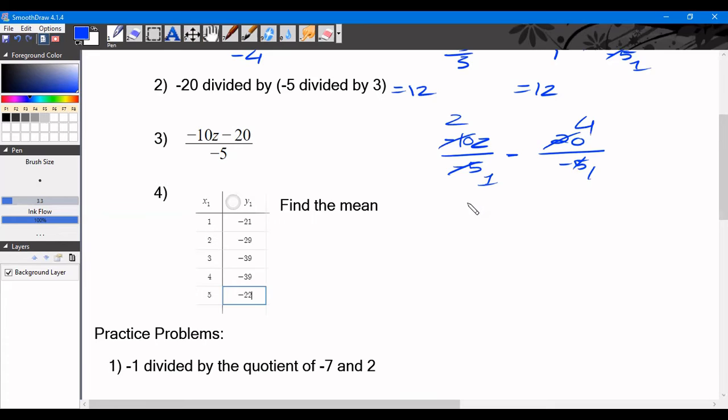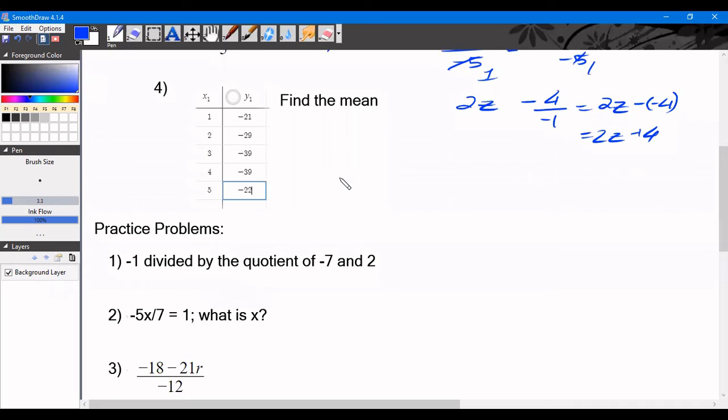So your answer would be 2z minus 4 divided by negative 1. That's the same thing as you doing 2z minus negative 4, which is equal to 2z plus 4. So your answer would be 2z plus 4.